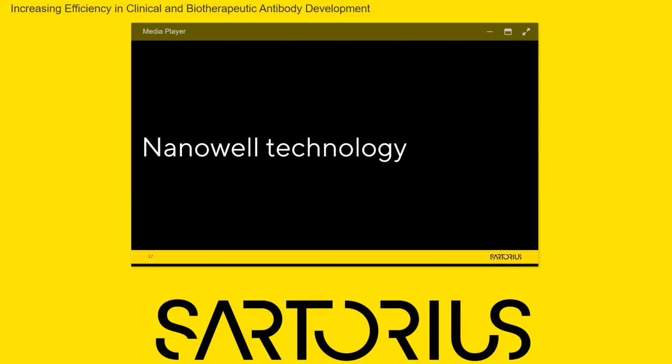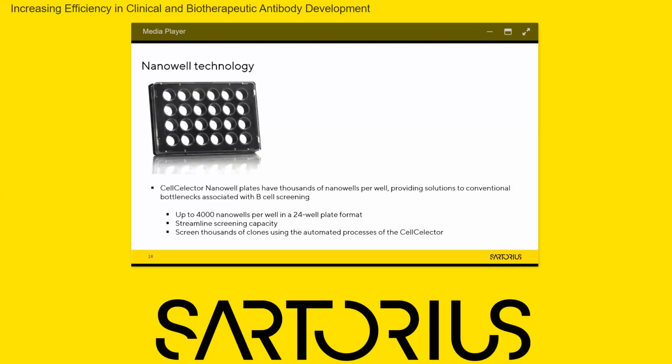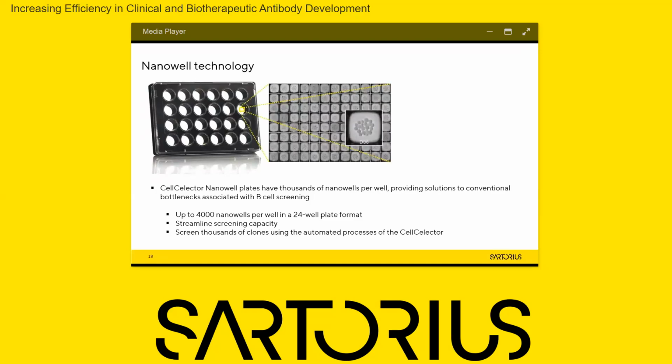So now that we've taken a look in depth at the CellCelector Flex, let's take a look at the nanowell technology, which is very useful in cell line development and B-cell workflows. Here on the left is an image of a 24-well nanowell plate. As you can see, it looks very much like a conventional 24-well plate. But if we zoom in to one of the wells, we can see that there are actually thousands of nanowells within.